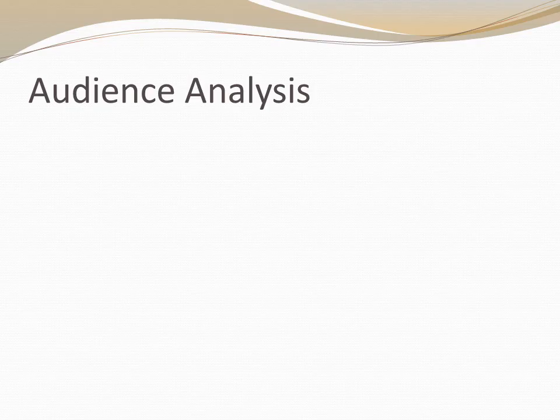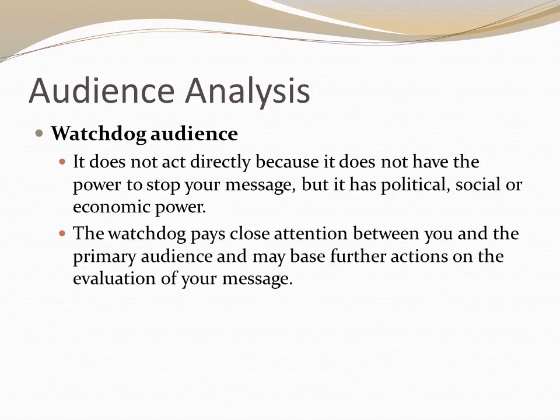Now moving towards the last type of audience, that is the watchdog audience. This watchdog audience does not act directly because it does not have the power to stop your message, but it has political, social, or economic power. Like your gatekeeper audience, suppose your boss, he or she has direct authority to stop your message because they are the gatekeeper audience. They have direct influence on you. Well, this watchdog audience does not have any power to directly stop you. They do not have that authority, right?